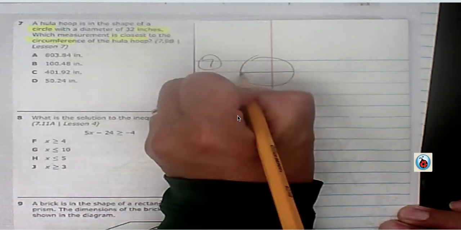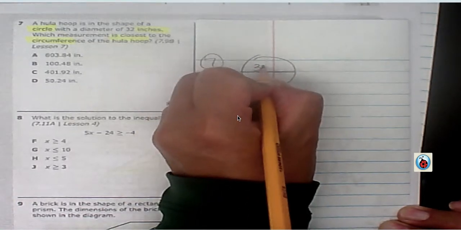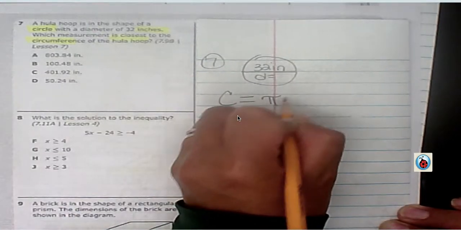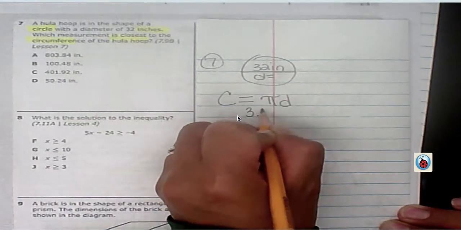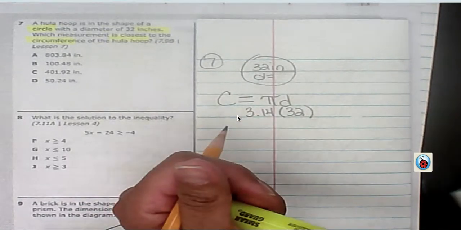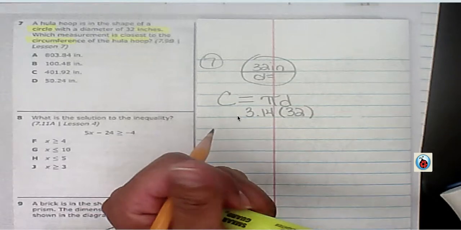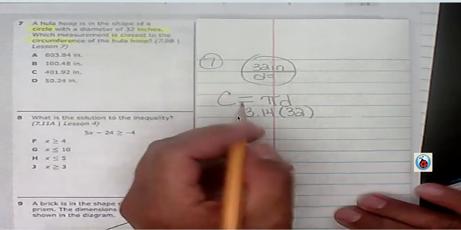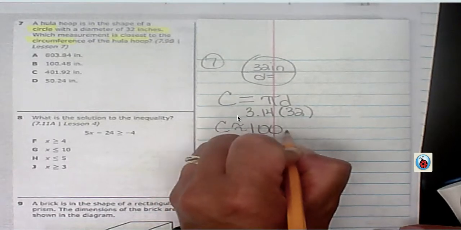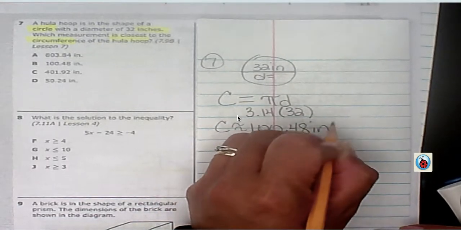So the diameter goes from one end of the circle to the other. So that is 32 inches for your diameter. So we're going to write down the formula. We're using 3.14 for pi times 32. So 32 times 3.14. So this is going to give us a circumference of about 100.48 inches.